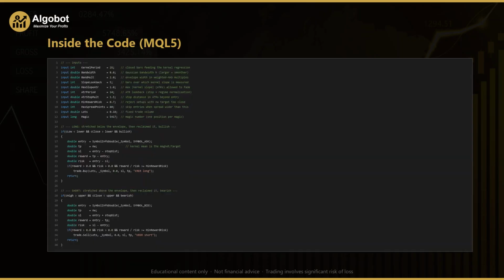Let's read the actual MetaTrader code on screen. At the top are the input parameters you can adjust. Kernel period, set to 25, is how many closed bars feed the regression.